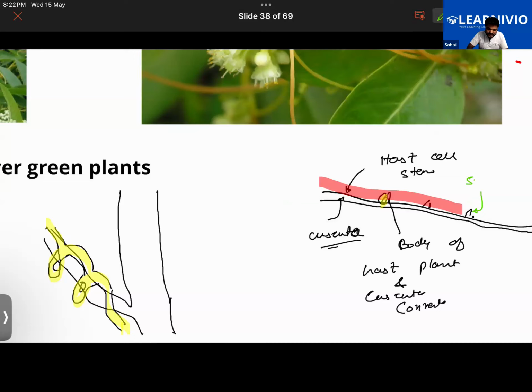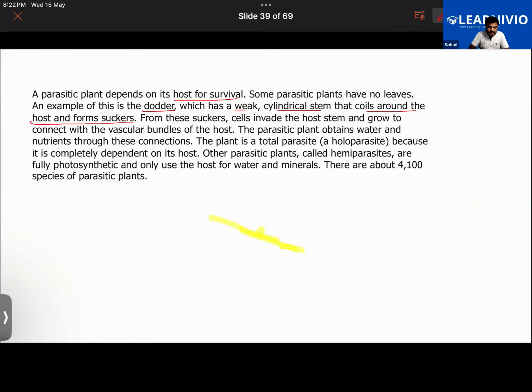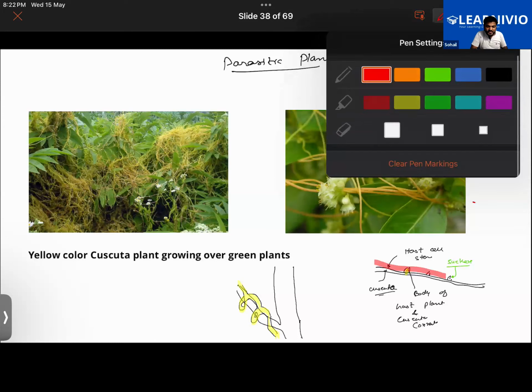They're called suckers. It's like they would be sucking the water, minerals, food, and salts from the host plant. From these suckers, cells invade the host system and grow to connect with the vascular bundle of the host. Just like in your body, you have got veins, arteries, capillaries in which blood is flowing. In the previous class, I did tell you about xylem and phloem.